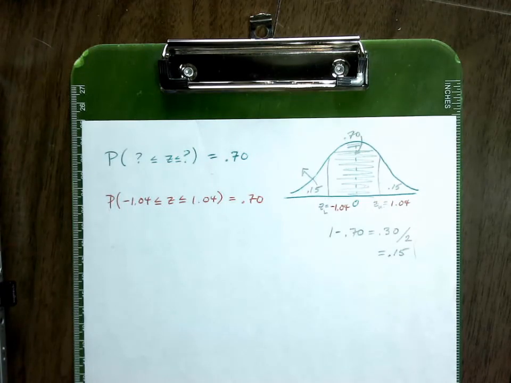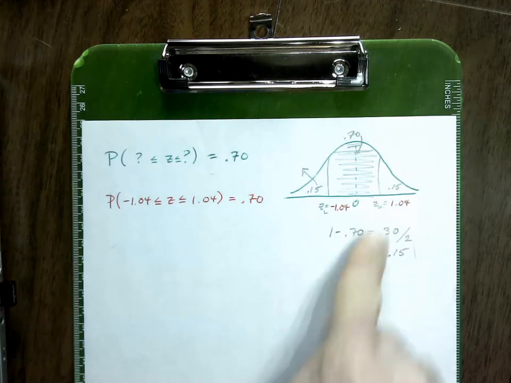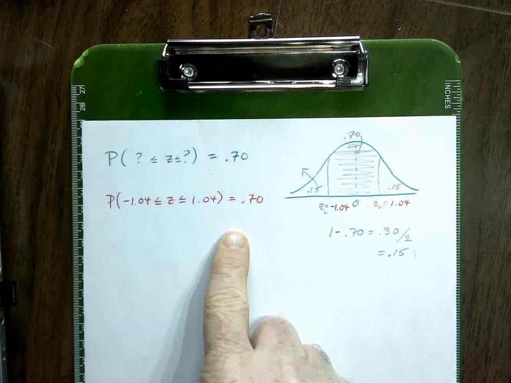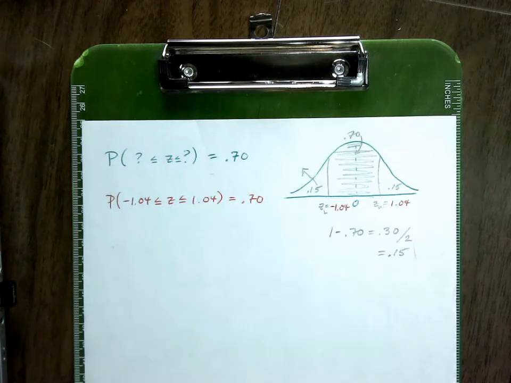And that's basically the three types of problems: a left tail, a right tail, and a between, an evenly distributed between, or an evenly set between, going backwards, where we have the area and we work backwards to find the z. Hope that helps.